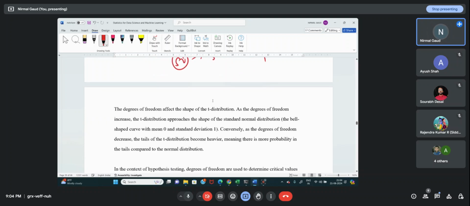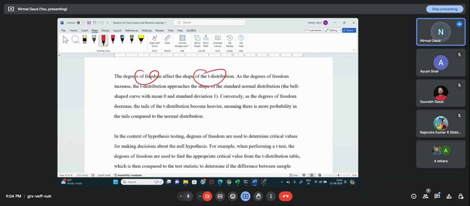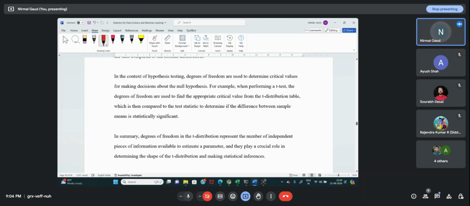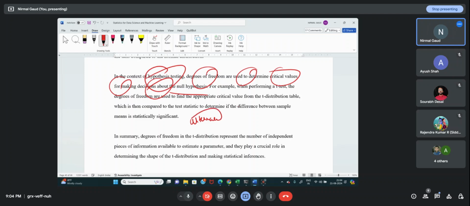Okay, and it affects the shape of the t distribution, as I already told. When the size increases, degree of freedom increases, it will converge to normal distribution. Okay, and in context of hypothesis testing, degree of freedom is used to determine the critical values for making decisions about null hypothesis. Null hypothesis is a statement which you are looking forward to prove, and there is one more, alternate hypothesis. If null hypothesis fails, then we'll look out for alternate hypothesis. That is an opposite statement of null hypothesis.